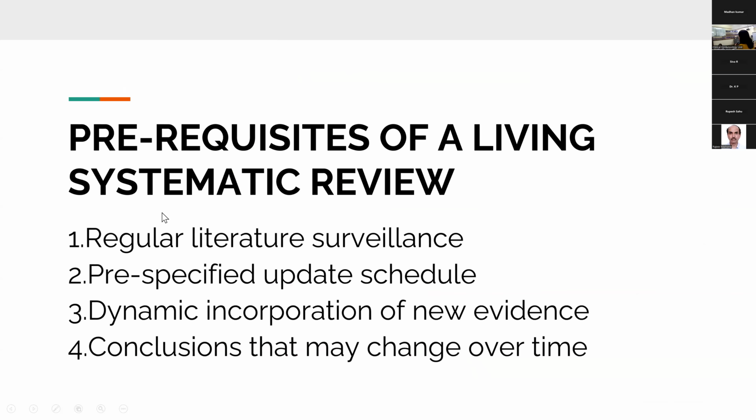Now the prerequisites to conduct a living systematic review are there needs to be a pre-specified protocol for a regular literature surveillance and an update schedule. And there should be incorporation of new evidence statistically, and conclusions might change over time as and when new evidence is incorporated with the old.